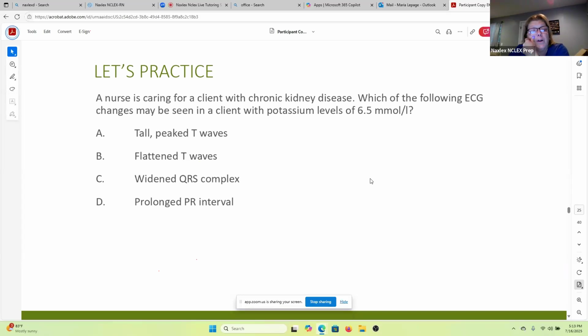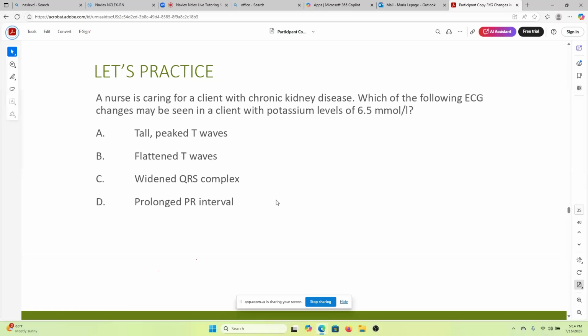A nurse is caring for a client with chronic kidney disease. Which of the following EKG changes may be seen in the client with potassium levels of 6.5? So first off, we need to determine, is that T wave normal? Pick A. Yes, it's A. Those tall peaked T waves, right? Because it's hyperkalemia.